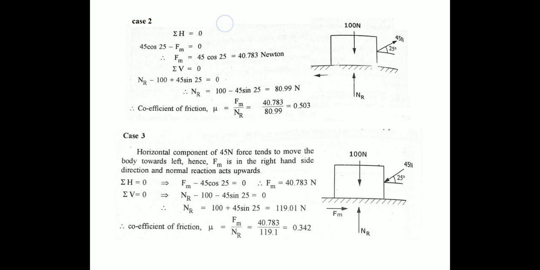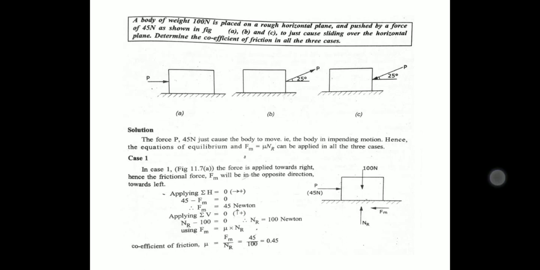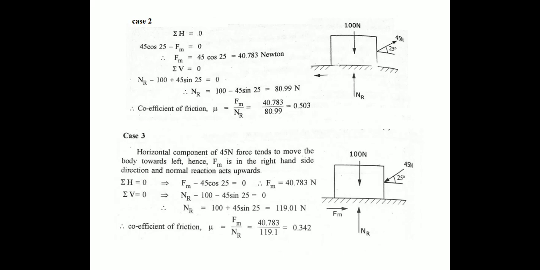Now apply the equilibrium condition. Sigma H is equal to 0. Sigma V is equal to 0. And find mu. So after solving the forces, we'll get the coefficient of friction is 0.503.